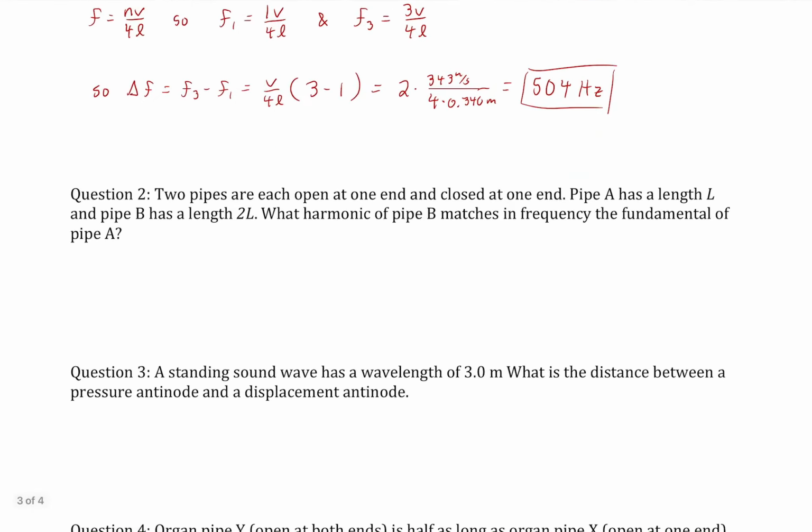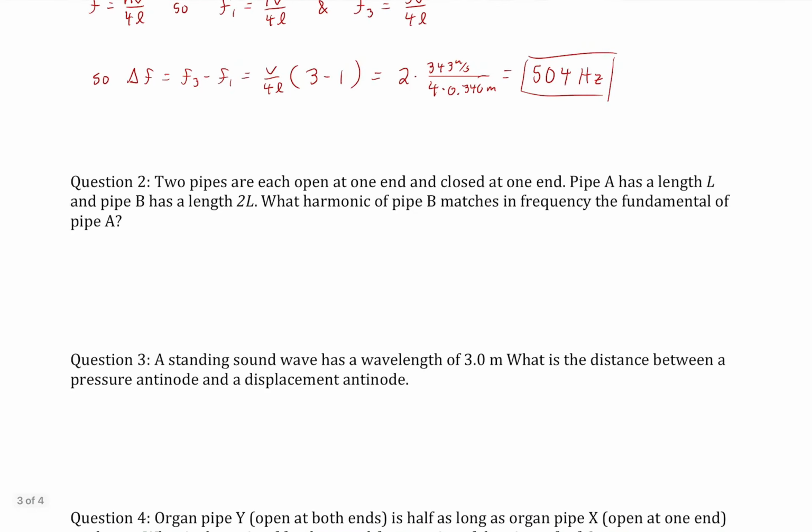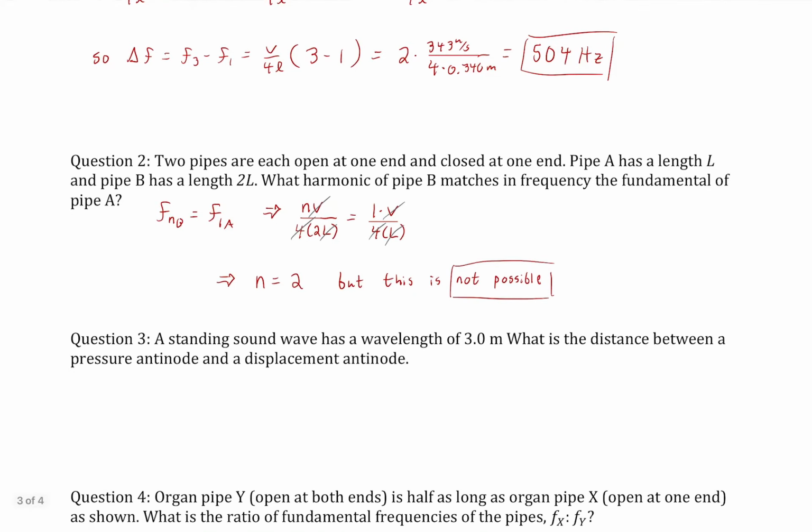Okay, so question 2. Two pipes are each open at one end and closed at the other. Pipe A has a length of L and pipe B has a length of 2L. What harmonic of pipe B matches in frequency the fundamental of pipe A? Okay, so the idea here is we want to set the two frequencies equal to each other. We'll simply use the formula for the relevant harmonics, okay?